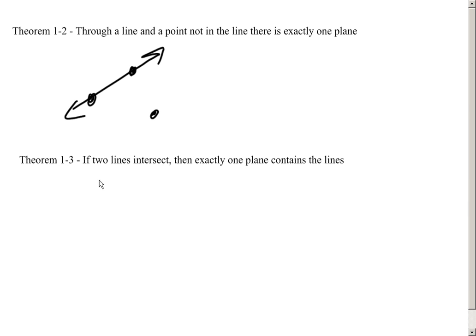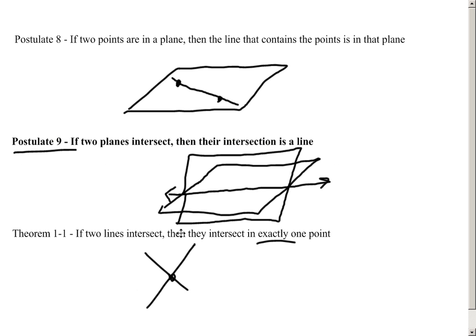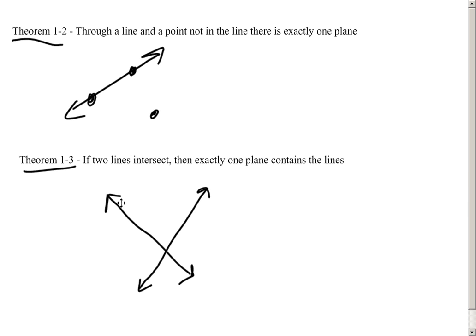Theorem 1.3 says if 2 lines intersect, then exactly 1 plane contains the lines. So I'm going to draw 2 lines. And this is the reason these are theorems, because we use the previous statements to make these conclusions. The reason for this is we know that the intersection of 2 lines is 1 point, right here in Theorem 1.1. So we know that there's a point right there.